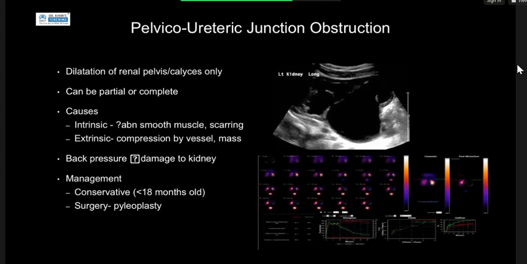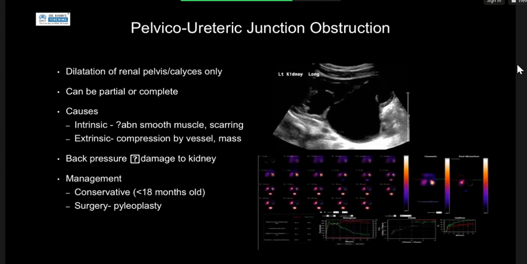In a child under 18 months old, they tend to try and manage it conservatively because it can be self-limiting and it can burn out, and they don't quite know what the pathophysiology is that causes it to resolve. They'll tend to do serial ultrasounds and MAG3 studies if the ultrasounds show increasing dilatation, to assess the function. Unless the function shows less than 40% function in the affected kidney, they won't tend to intervene in the UK.